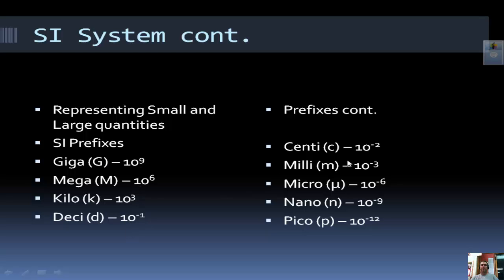Because without knowing this power of 10, you're not going to be able to do any of the conversions. Like I said, we're going to be having a quiz over the base units and a quiz over using these prefixes. So you're going to have to know these.